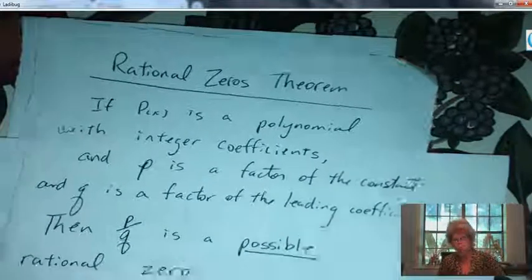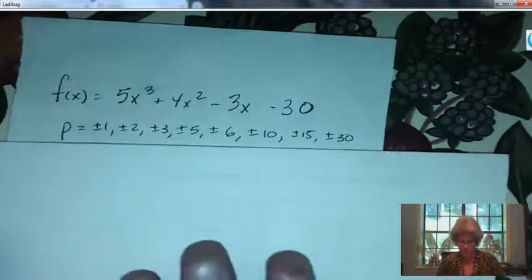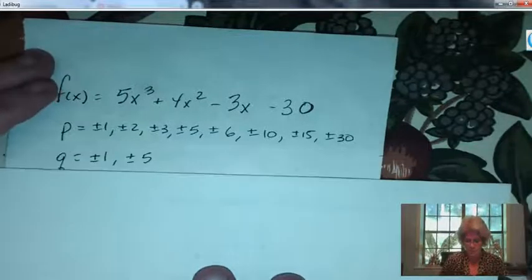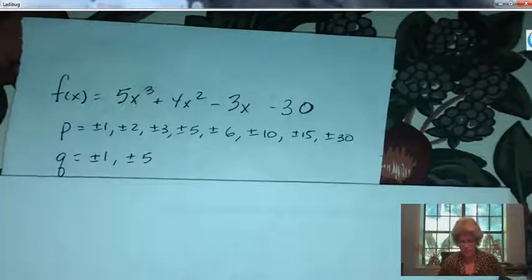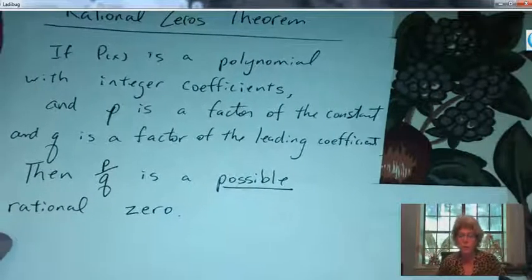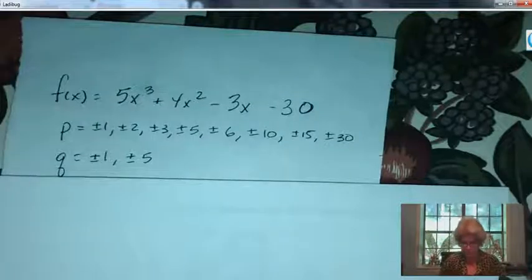Now q is a factor of the leading coefficient. The leading coefficient is 5. What are the factors of 5? I could have 5 times 1, but I could also have negative 5 times negative 1. So that's going to be my possibilities for p and q. And what are the possible rational zeros? Anything I can write as p over q.